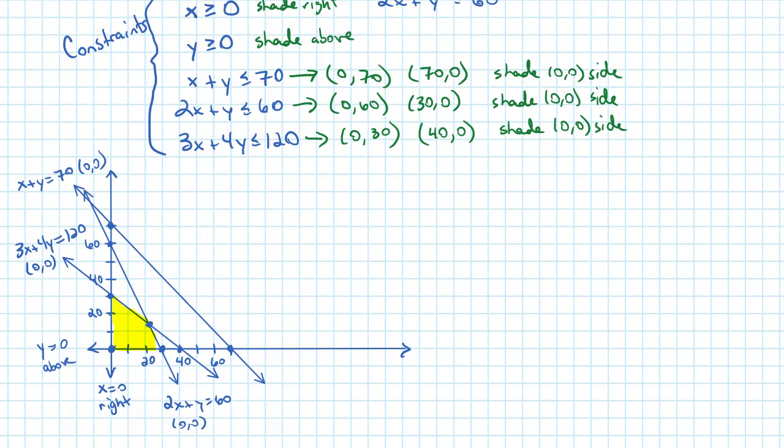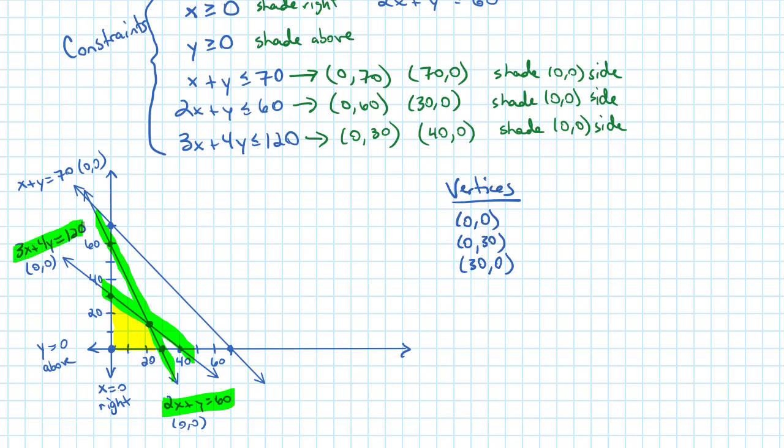Okay, so these 3 vertices on the axes, those are very simple. So let's list those vertices. We have 0, 0. We have 0, 30. We have 30, 0. And this last one is not obvious. So this last one is where this line intersects this line. So in other words, it's where 2x plus y equals 60 intersects 3x plus 4y equals 120.